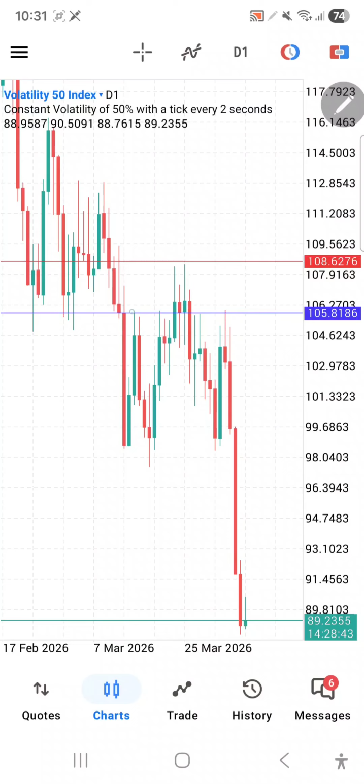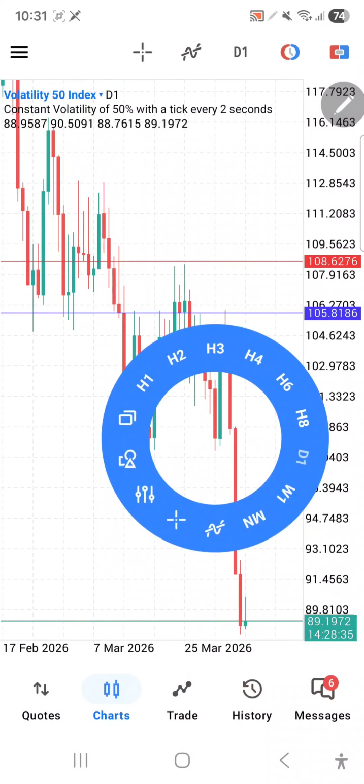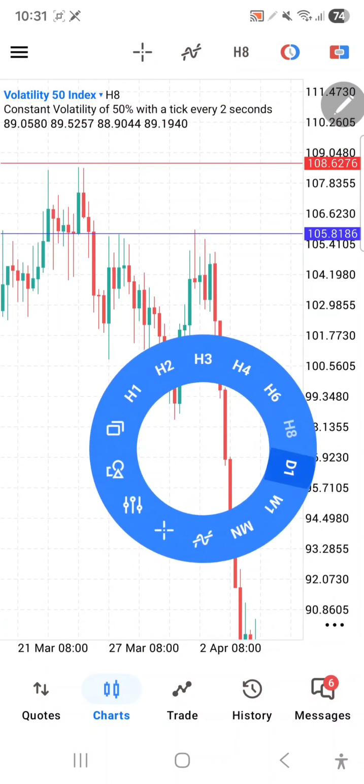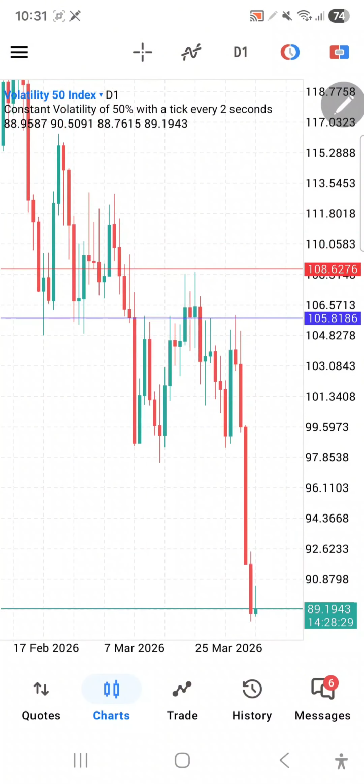So price took away this supply zone, this daily supply zone, and now gave me my setup on the 8 hours time frame. So coming to the 8 hours time frame, you could see it here. Now, since you have seen what is happening on the daily time frame, see that price is still bearish because one break doesn't signify change of character.